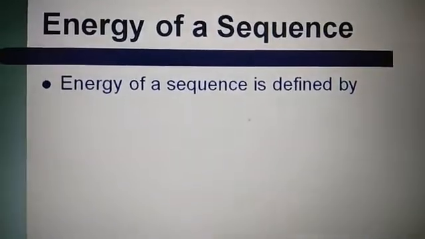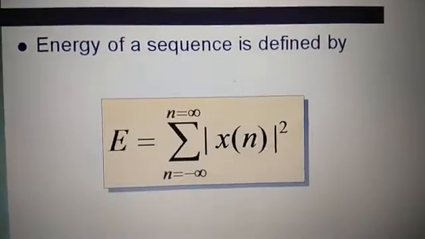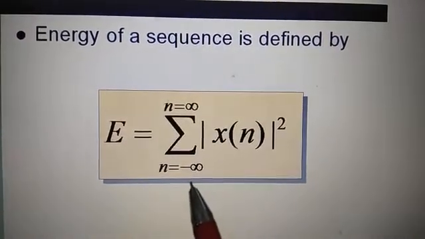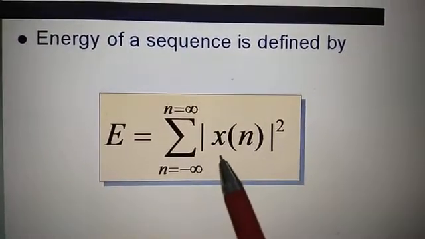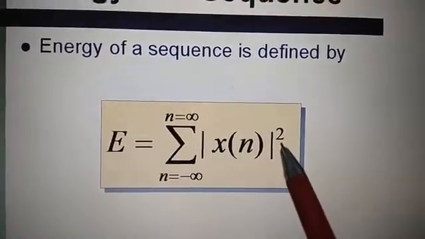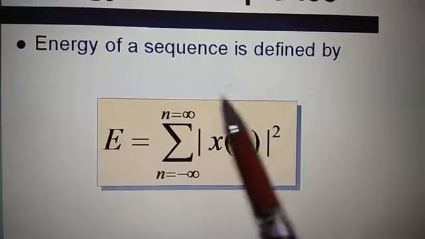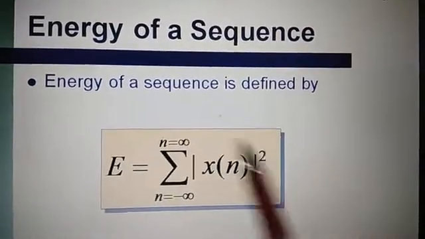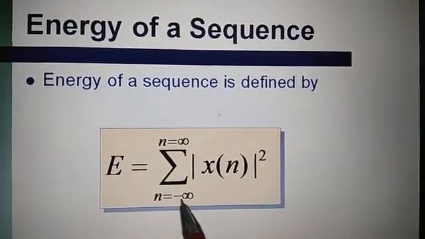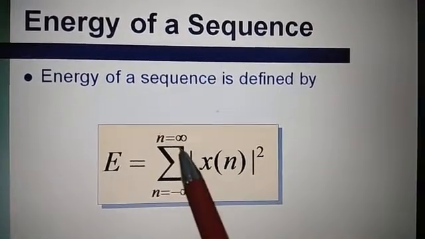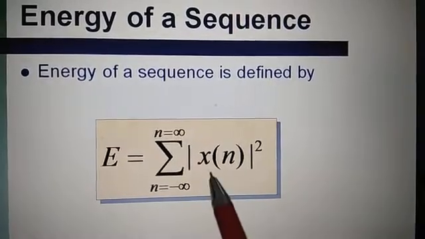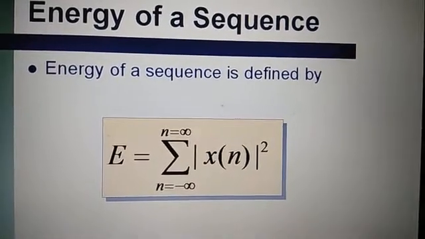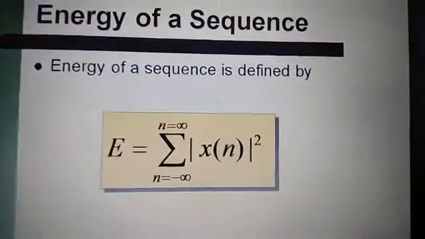Similarly, the energy of a sequence is defined by this formula. Energy E is equal to the summation from n equal to minus infinity to infinity of the magnitude of x of n, whole squared. This comes from Parseval's theorem, and hence the energy of a sequence is given by this formula. This is called the energy of a particular sequence.